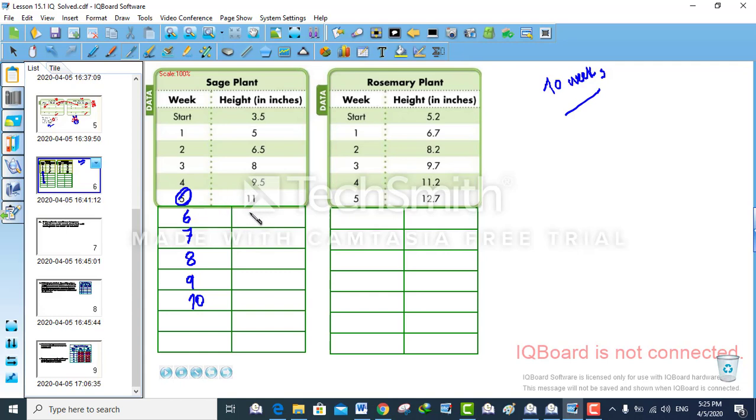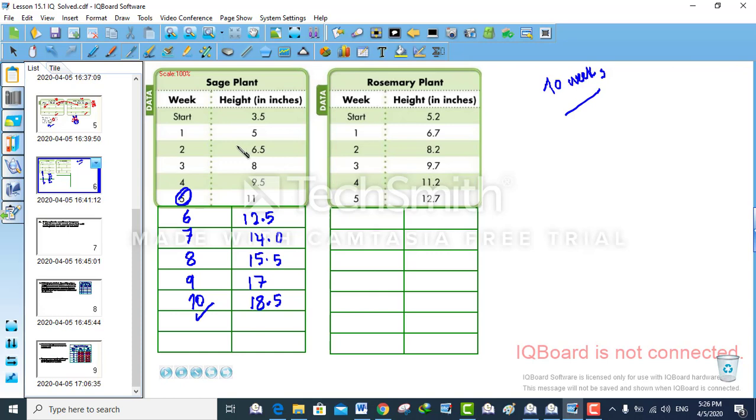Add 1.5 to 11. It's going to be, yes, 12.5. Then another 1.5 over the 12.5 is going to be 14.0 or 14. Then another 1.5, so 15.5. And after this 1.5 is going to be 17. Then another 1.5 is going to be 18.5. This is week 10.